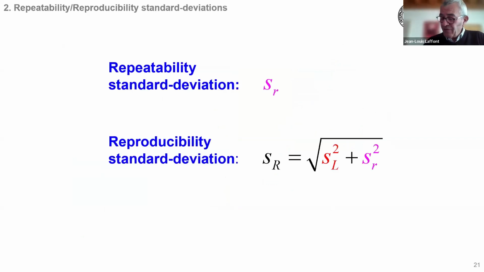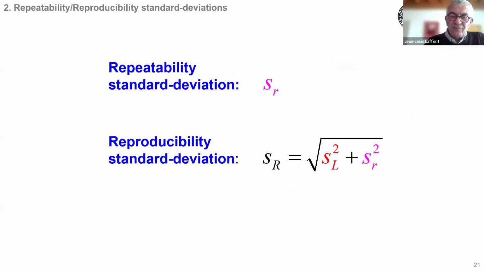Okay, so now we have everything to derive the repeatability standard deviation and the reproducibility standard deviation. The repeatability standard deviation is the intra-laboratory standard deviation, and the reproducibility standard deviation is a function of the interlaboratory variance and the intralaboratory variance, or repeatability variance. Okay, so this is how repeatability and reproducibility standard deviations are defined.